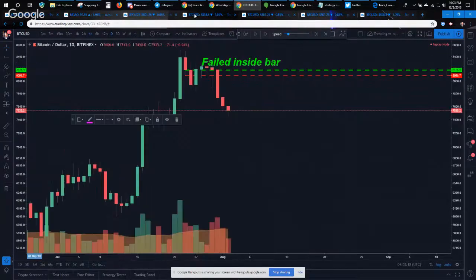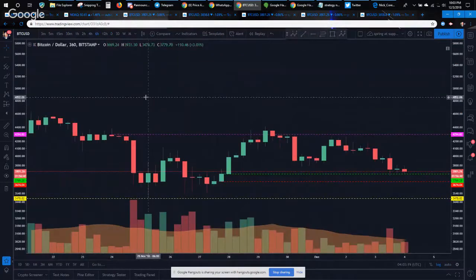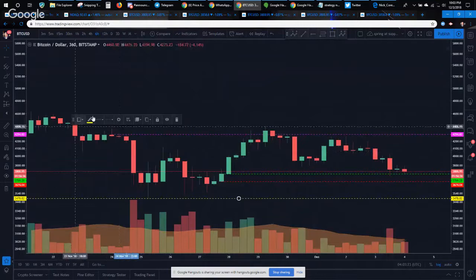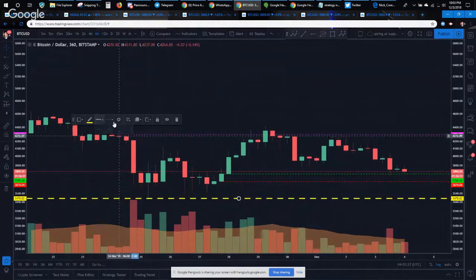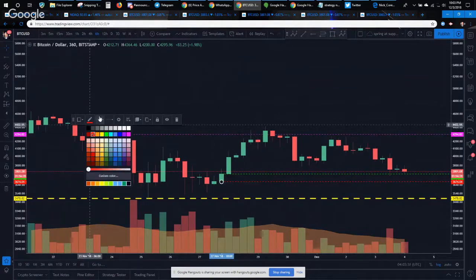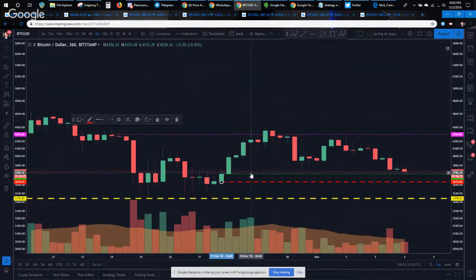Okay, so the next one is spring at support. Let me thicken all these lines here. This yellow line here is our support line. I put this here because this is a strategy that requires us to identify some support. Let me thicken up all these lines for you guys, and we will zoom in on everything.